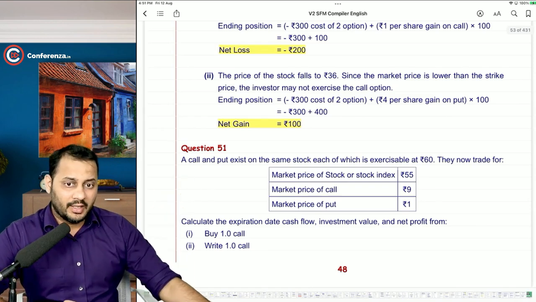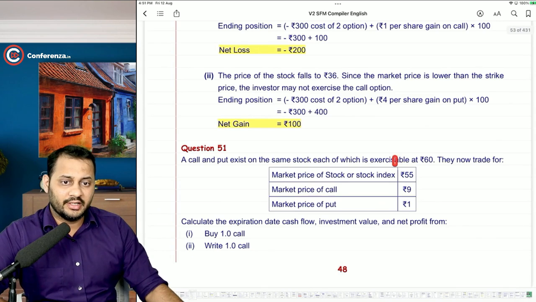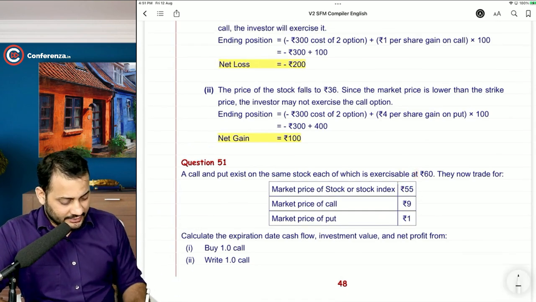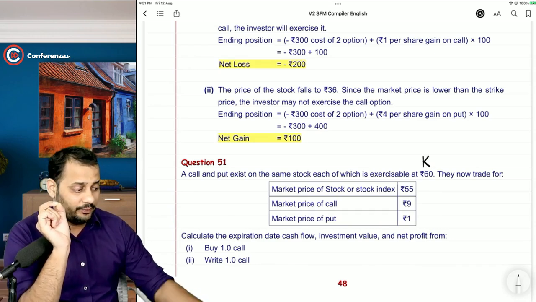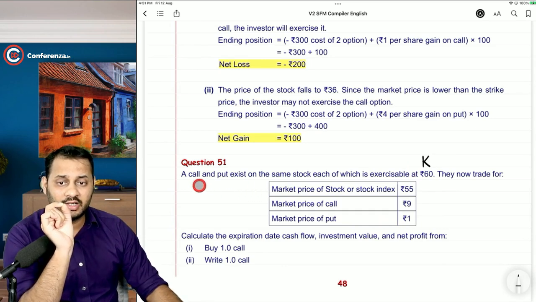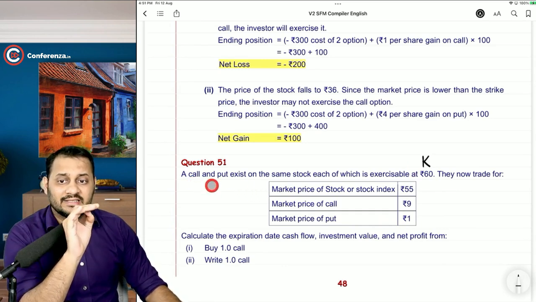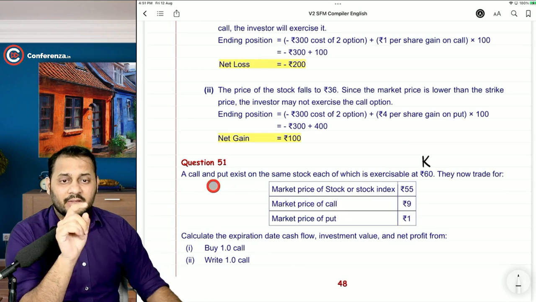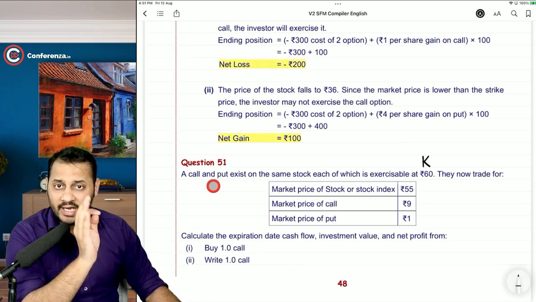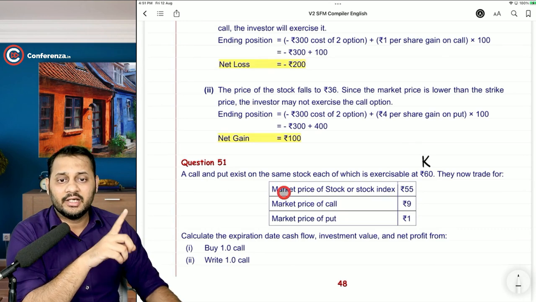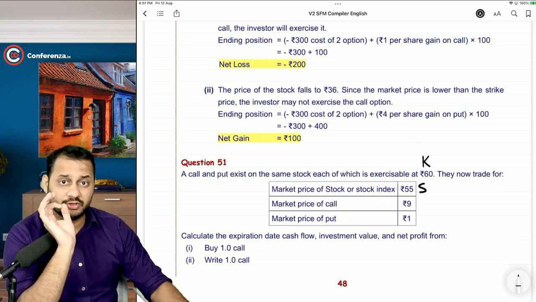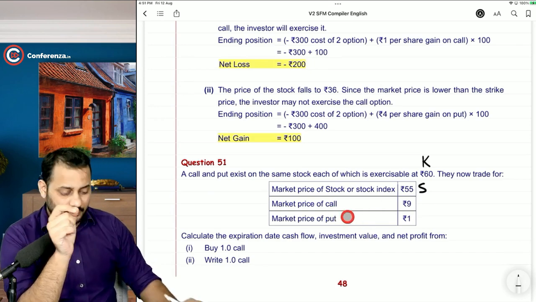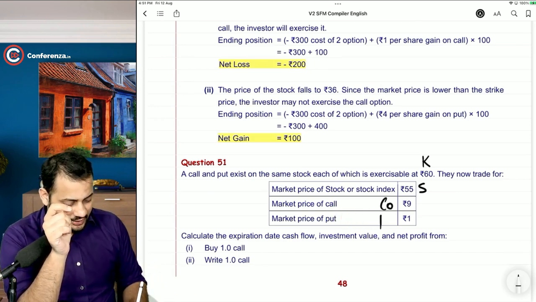See, the market price of the stock or index is 55. This is going to be your exercise price, that means 60 rupees. At 60 rupees, you can buy the stock under the call option. You can sell the stock under the put option. But in reality, it will be a cash settlement. The market price of the stock or stock index is 55. This is the spot price today. The market prices of the call and put are C0 and P0.